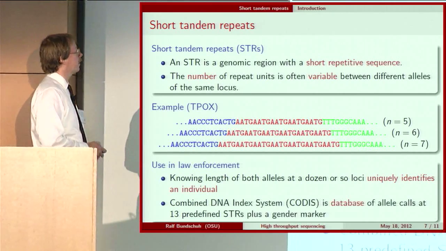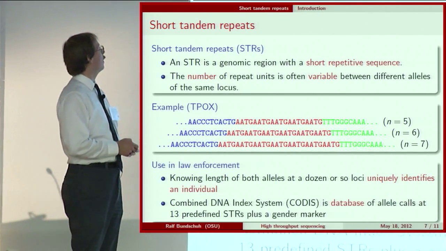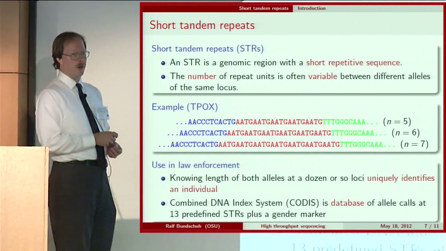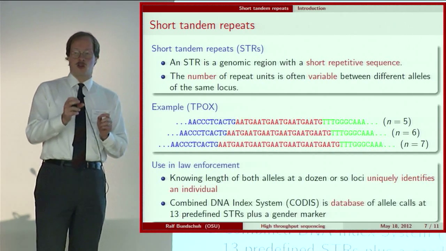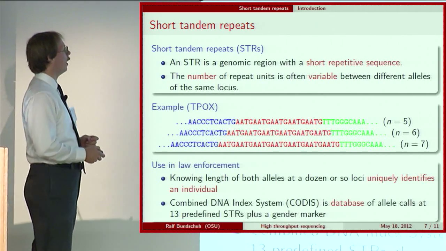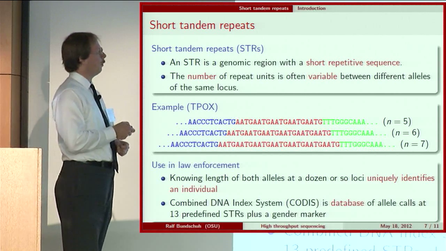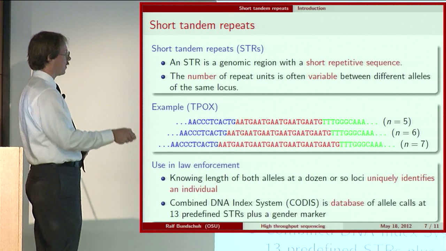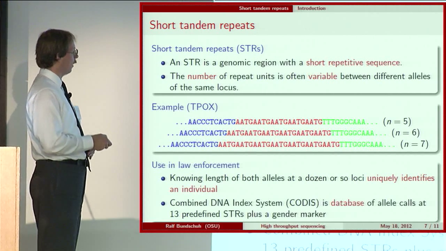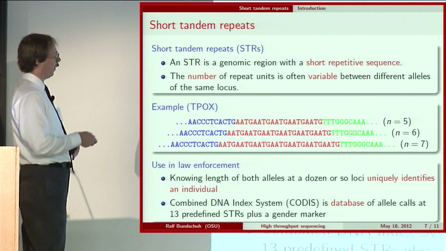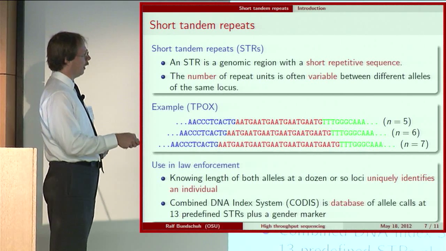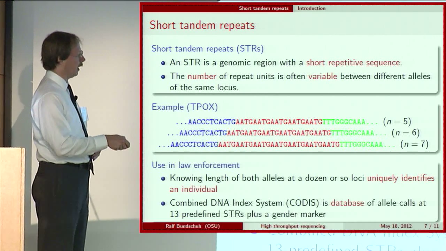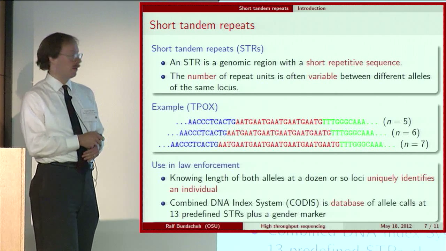Lastly, a project with Patel where we looked into short tandem repeats. A short tandem repeat, as you might know, is a genomic region where one short sequence is repeated many, many times. And typically, the number of repeat units is variable between different alleles in the population. So here's an example of such an STR, which is called TPOX. You have a distinctive 5' sequence, a distinctive 3' sequence, and then you have this AATG, which repeats in this allele 5 times, in this allele 6 times, and in this allele 7 times.